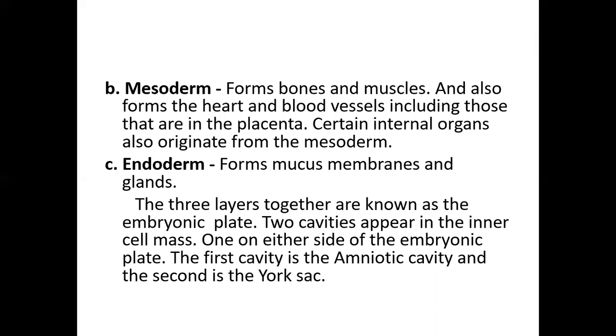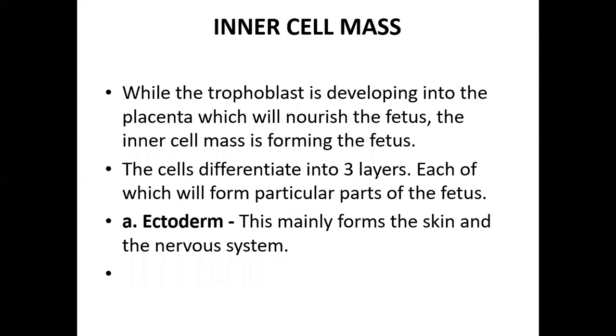What is known as the embryonic plate? The endoderm, the mesoderm, and the first one, which we're referring to as the ectoderm. These are parts of the inner cell mass. So the inner cell mass, it's where the fetus is developing from, which is subdivided into 3 layers. So each layer is responsible for a particular structure of this fetus.